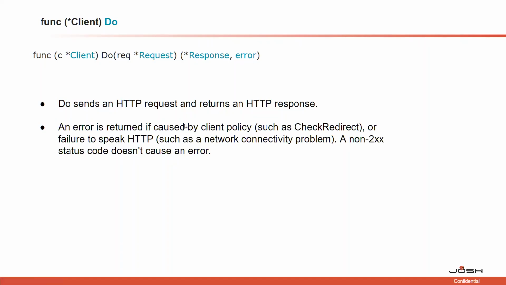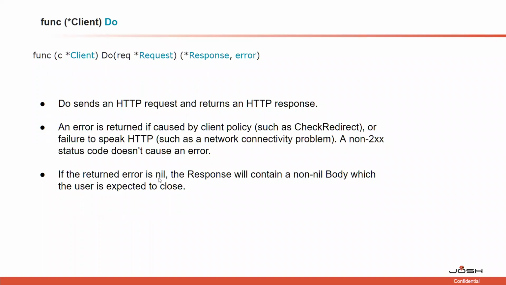So let's see when this returns an error. An error is returned if caused by client policy or failure to speak HTTP, such as network connectivity problems. A non-2xx status code does not cause any error. So if I'm not able to send a request to the server, it will give me an error. But if I'm able to send the request to a server and the server returns a bad request, this will not cause an error because I was able to correctly send the HTTP request.